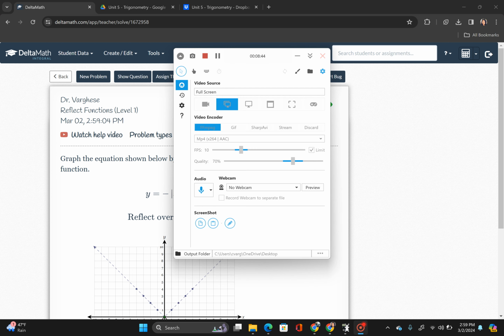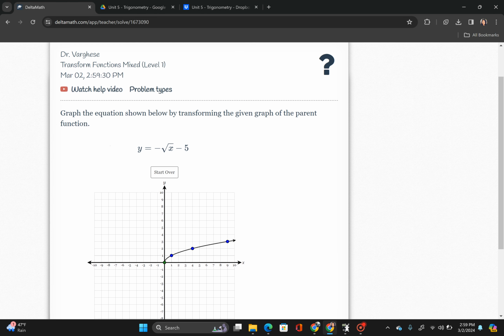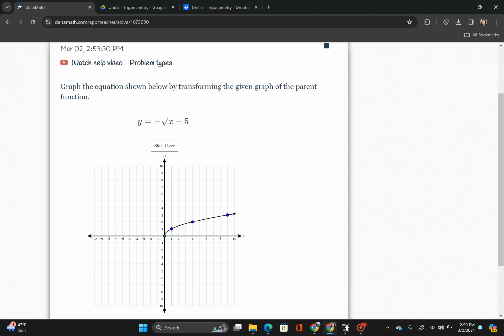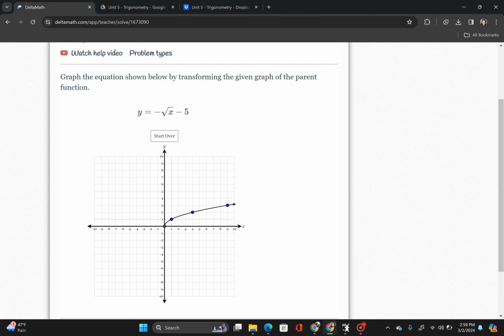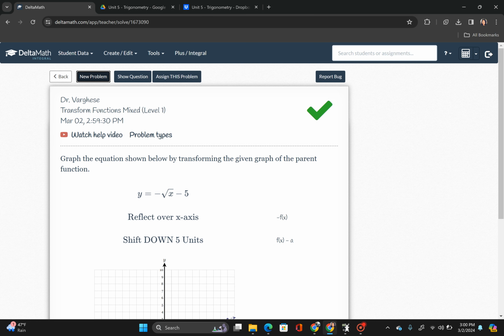Next one that we're doing is called transforming functions mixed level 1. So I see the negative sign on the outside, which means automatically I'm going to flip it on the x-axis. My x is out of my life, right? And then I also see this -5, and it's not in the radical. So this is going to get shifted down 5. So I'm going to go like this, down 5. And then I'm going to hit submit. Okay, good. And then try a couple of problems like that.